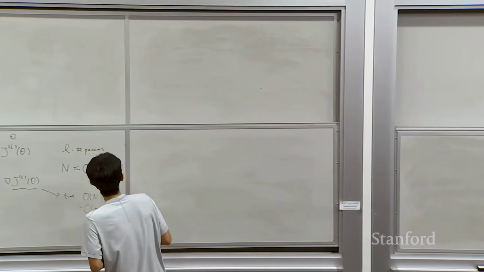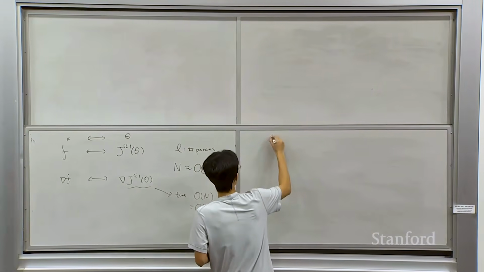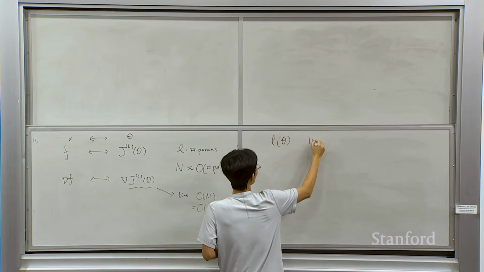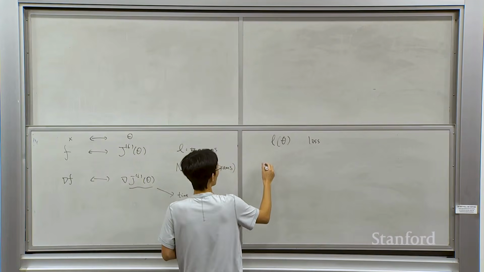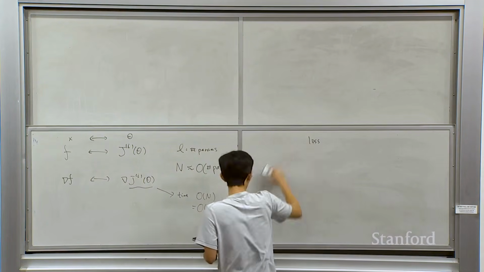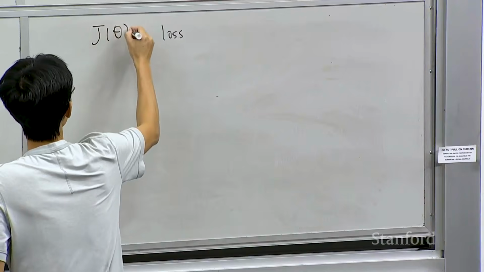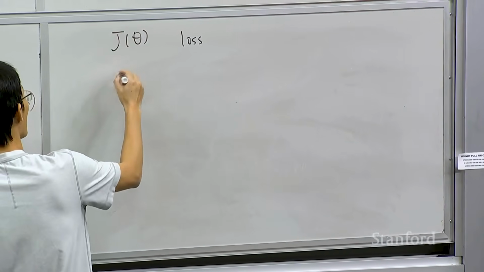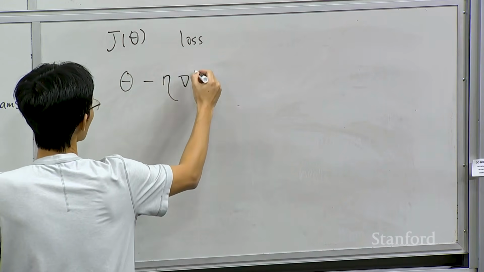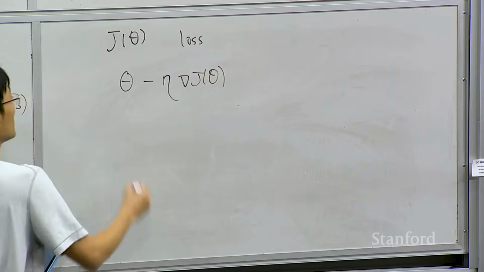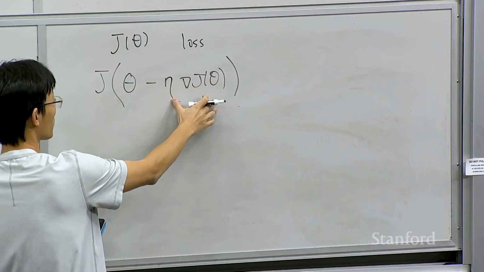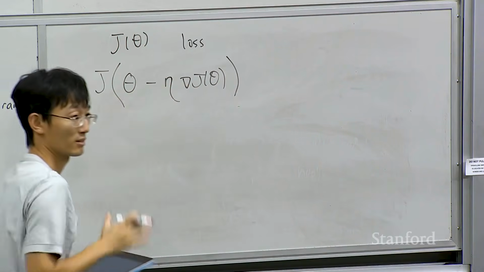For example, suppose you have a loss function. Let's use L of theta as the loss. And maybe I should use J just to be consistent with the notation we have. So let's say we have a loss function J. And sometimes you say, okay, let me first do one step of gradient descent, and then evaluate the loss. So basically, I take some parameter, I take one step of gradient descent, and then evaluate the loss of this.